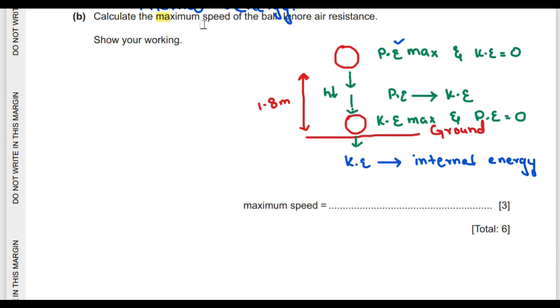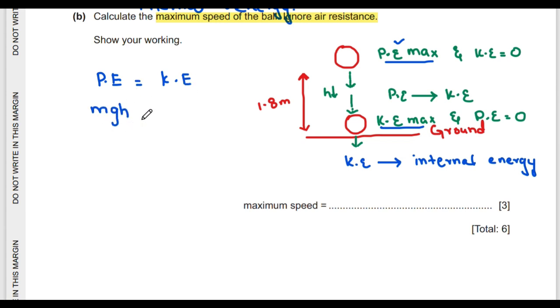B part is saying calculate the maximum speed of the ball and ignore the air resistance and show your working. So I've already told you that at this point the potential energy is maximum, and then it converts totally into kinetic energy. So we can say that all the potential energy is converted into kinetic energy. So potential energy is equal to kinetic energy.